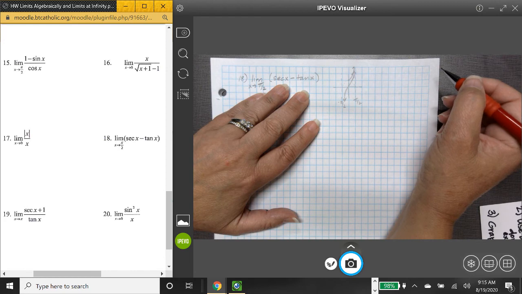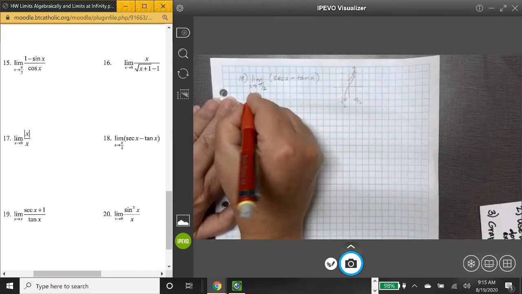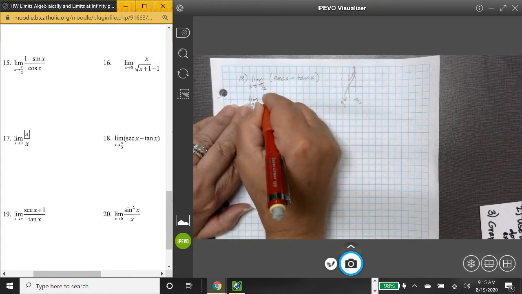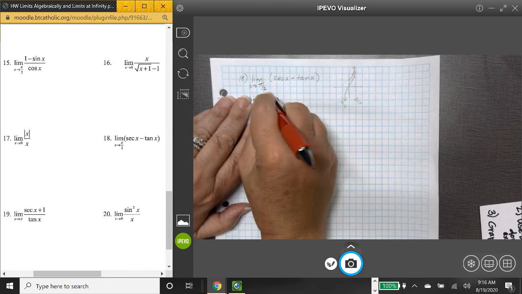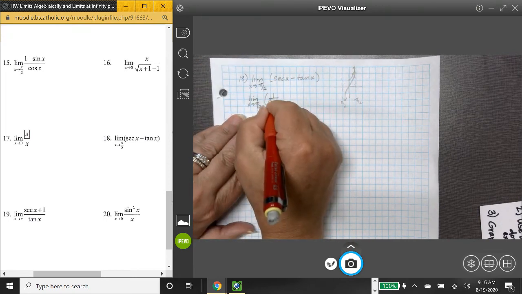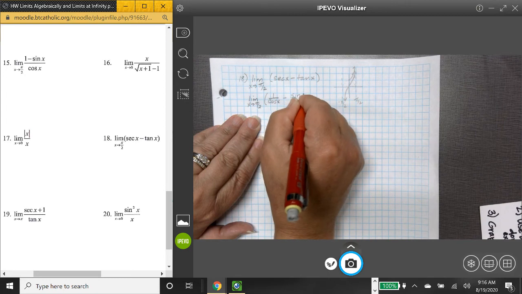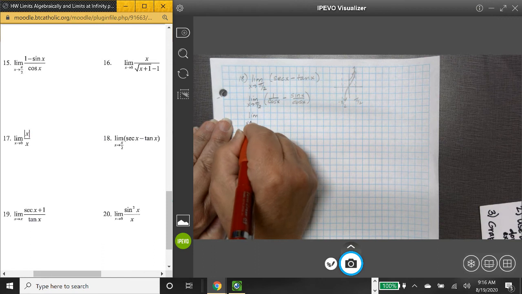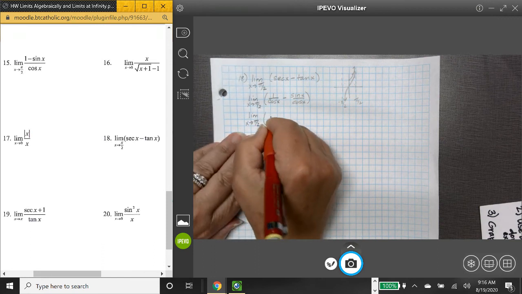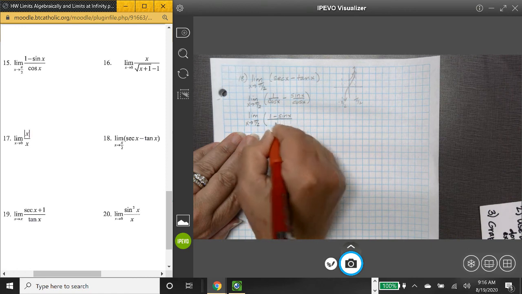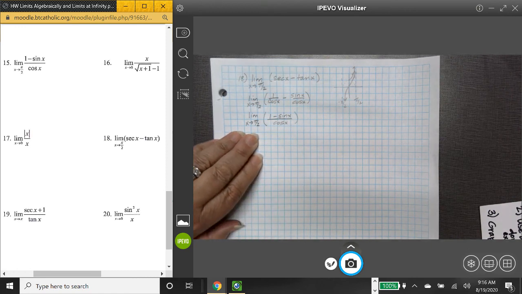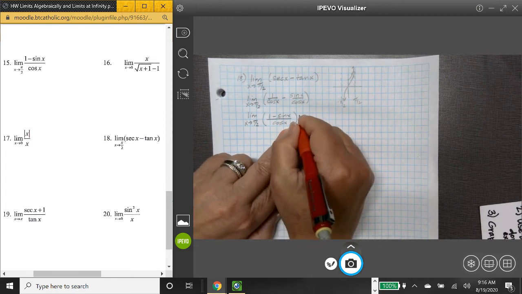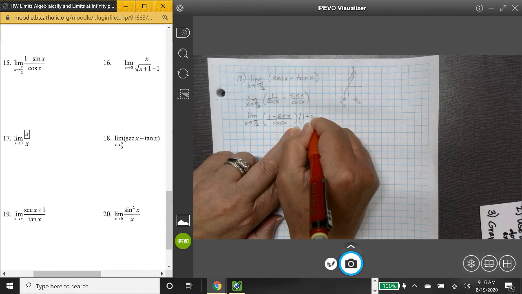But you can't plug in pi over 2, because if I rewrite this in sines and cosines, you get 1 over cosine x minus sine x over cosine x. If you combine them, you get the limit as x approaches pi over 2 of 1 minus sine x over cosine x. We did one like that, number 15, so I'm going to refer to number 15. And remember, what did we do? We had to multiply by the conjugate.